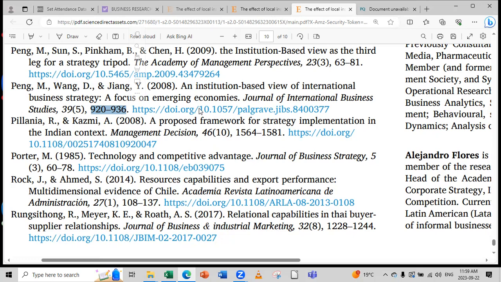Harvard Business Review. If there is a volume, yes, volume 5. And the pages, PP. PP means from page to page. PP 31 to 38. But if you take it from one page only, then don't write PP, just write P. Okay? Then the year.